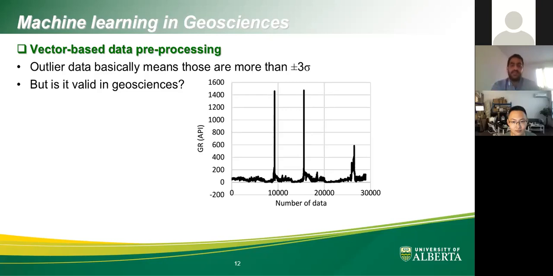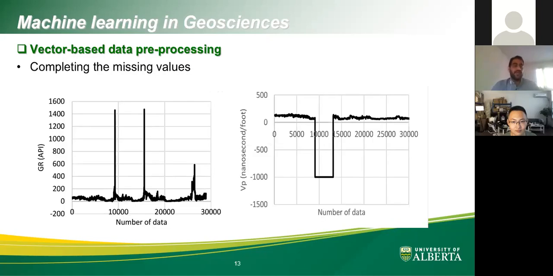If we rely on a statistical definition of the outlier data, we may remove all these peaks. But if we rely on geological science, on our background geology of the problem, we know that these peaks mean something, and so we should keep these peaks and intervals in our database, and removing these intervals is not strongly recommended.